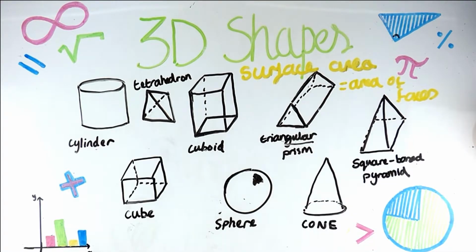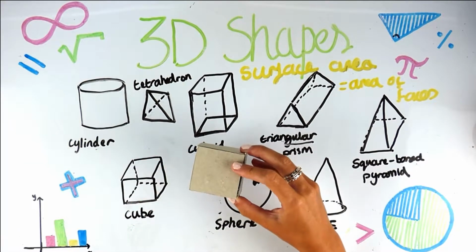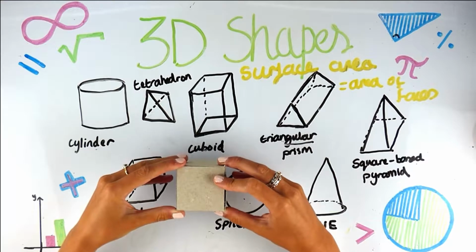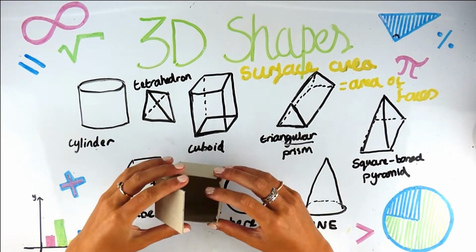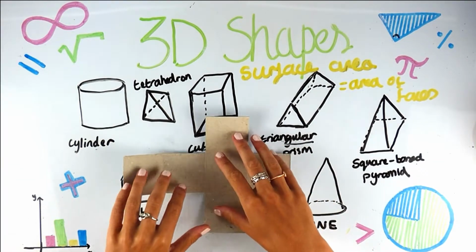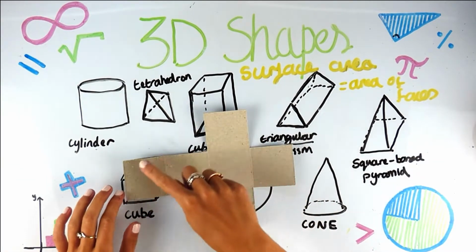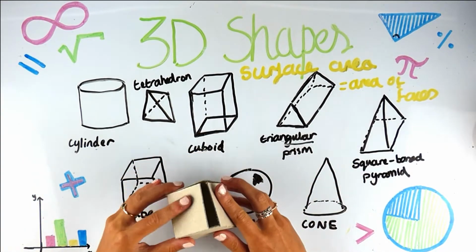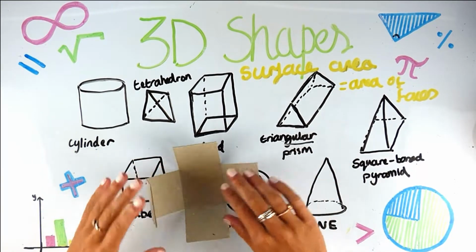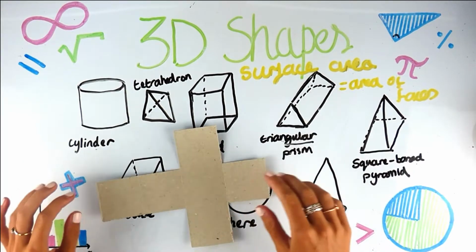I have made a little cone. I have made a little cube. So here is my cube, and if I wanted to calculate the surface area of the cube, that is the sum of the area of the faces, and if we were going to unwrap the cube, that would look like this. So the surface area is all of this here, if it's been wrapped up. So that would be the surface area of a cube.